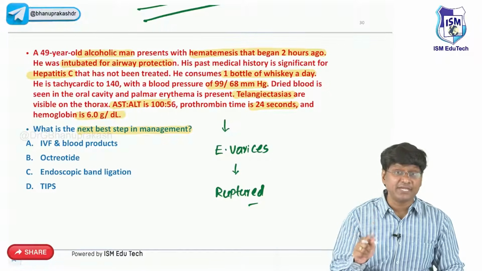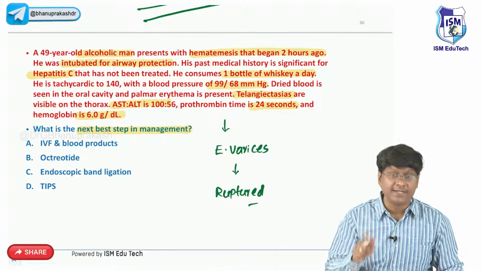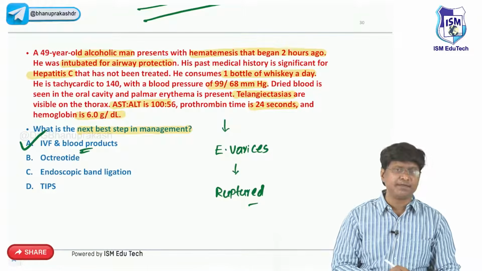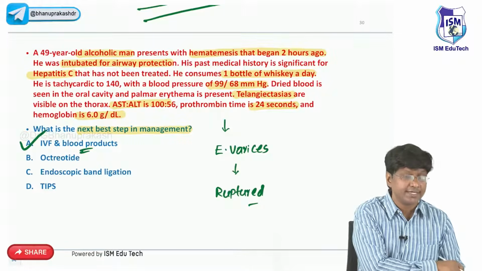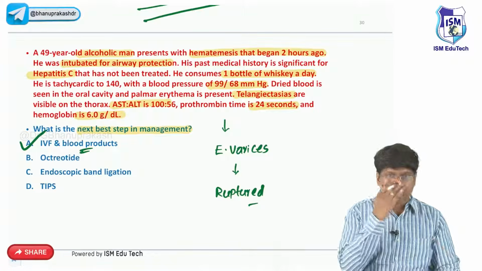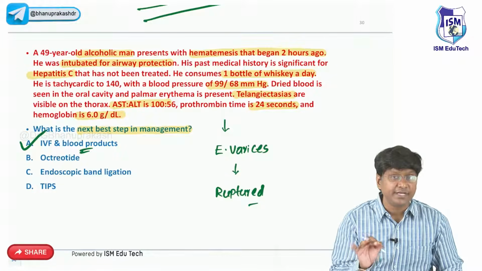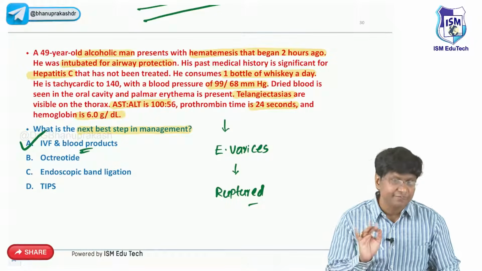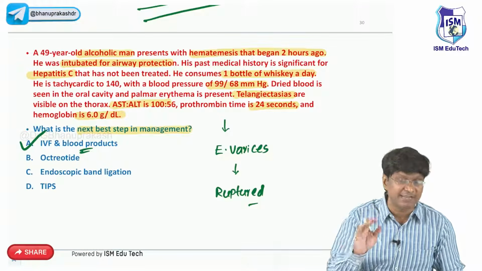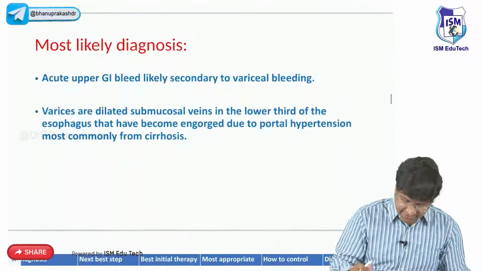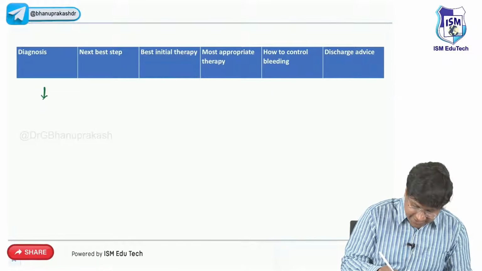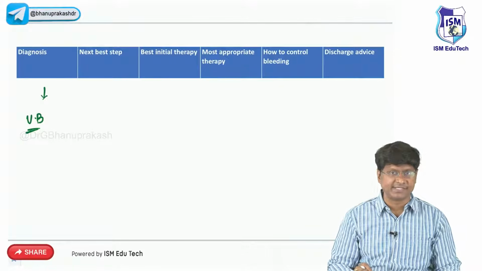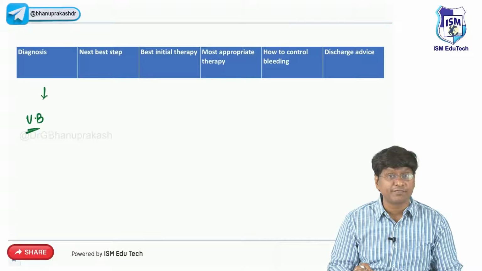Now, whenever the patient presents to you in this format, the first best management is IV fluids and blood products. It is not your octreotide. So you have to ensure that the blood pressure of the individual is maintained. So IV fluids and blood products are the first best management. So what is the diagnosis in this clinical scenario? That is acute GI bleed secondary to rupture of the varices.